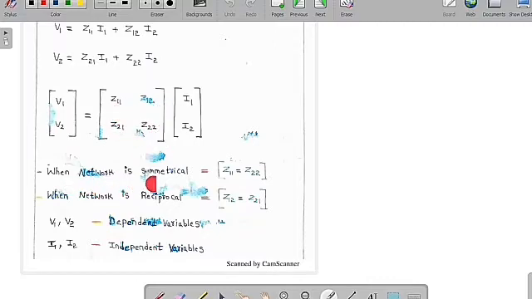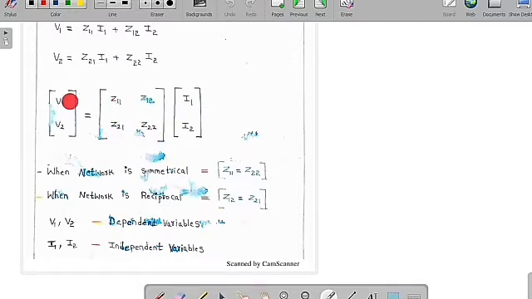A network is said to be symmetrical only when Z11 is equal to Z22. Whenever these two parameters are equal, we say the network is symmetrical. If the network is reciprocal, then definitely Z12 is equal to Z21. So when these components are equal it is symmetrical, and when these two components are equal it is reciprocal.